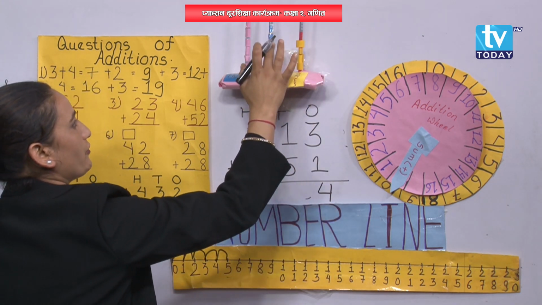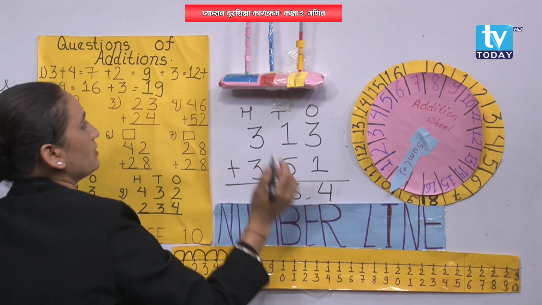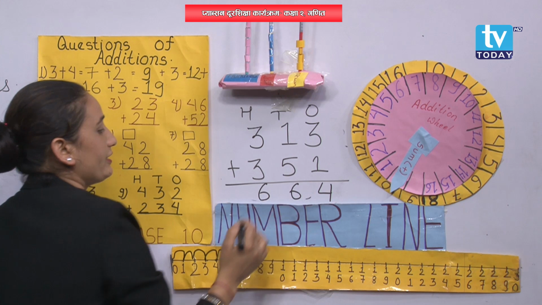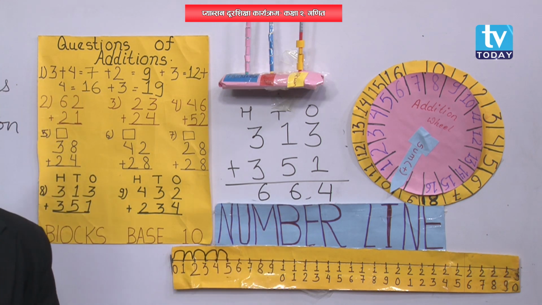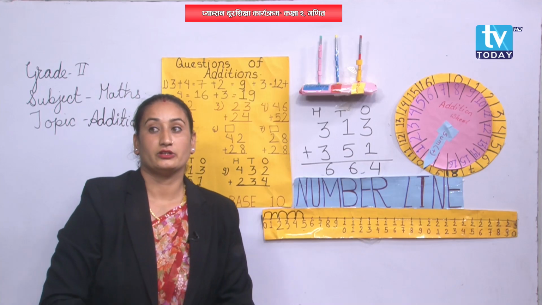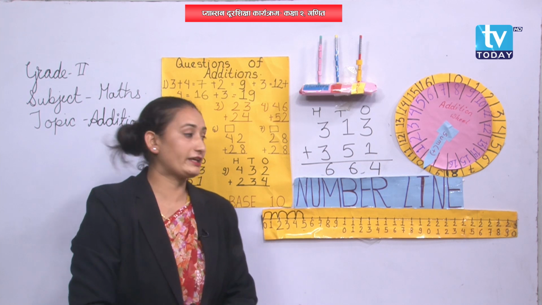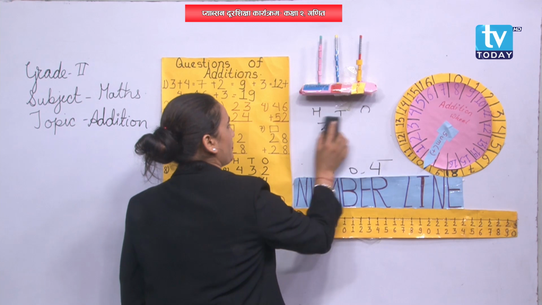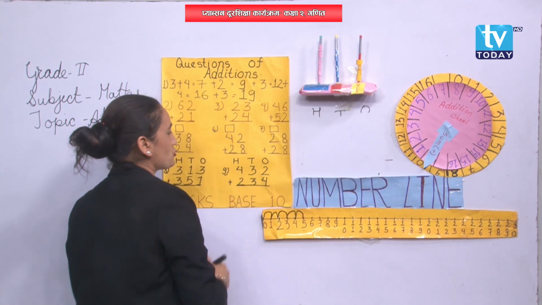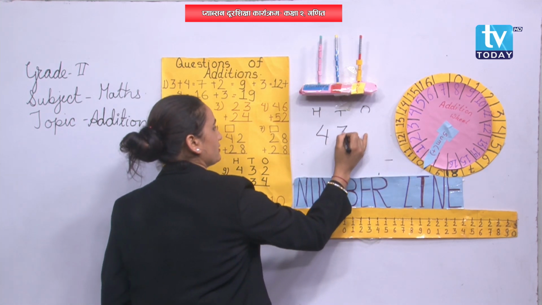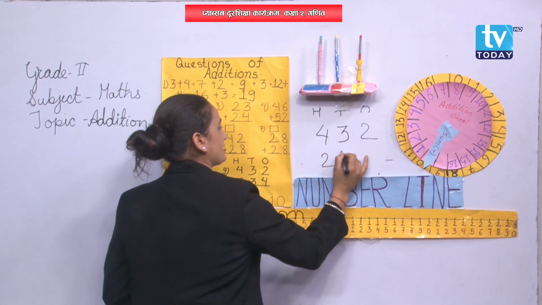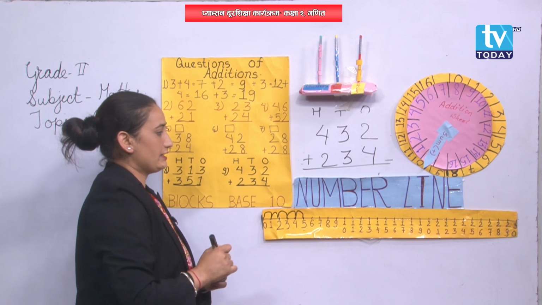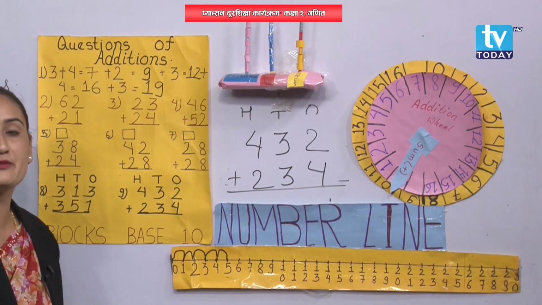1, 2, 3, 4, 5, 6, right? So, it will be altogether 664. Do you understand? Okay. Now, one homework is for you. This is your homework. You have to solve it by yourself. This is for you, your assignment.